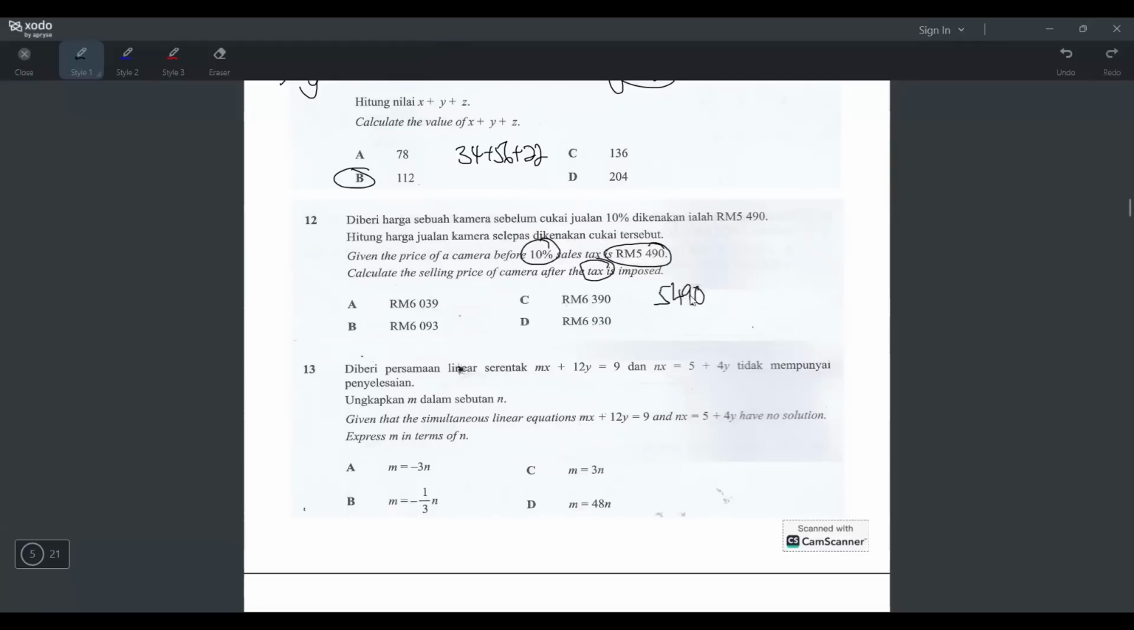So the 5490 has to be plus 10%, because they want to calculate the selling price. So the selling price will be 5490 plus service tax, and the service tax is 10% times 5490. So you just press this whole thing, then you get the answer. Okay, but I will press the bracket first. So 5490 times 0.1 and then plus 5490. Okay, I got 6039. So the answer is A.